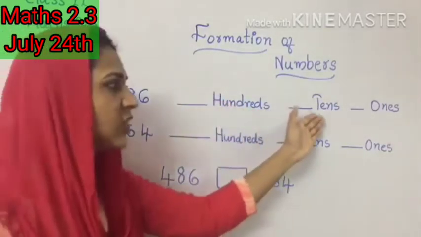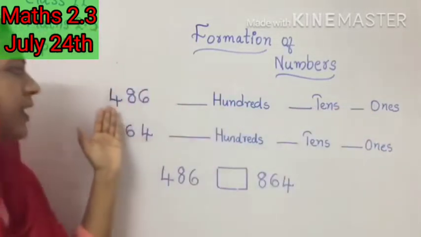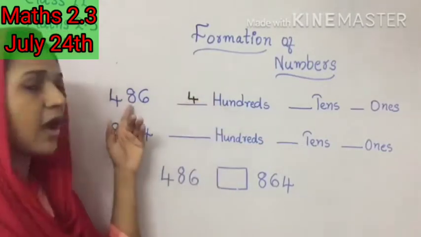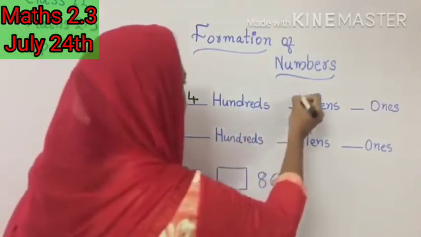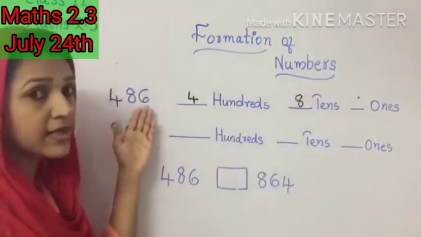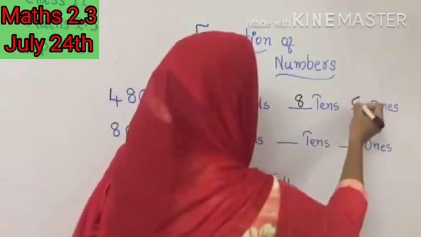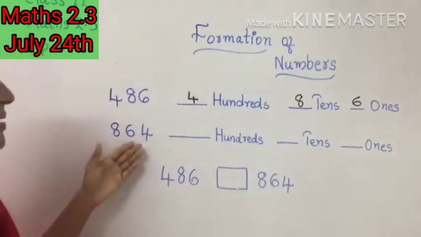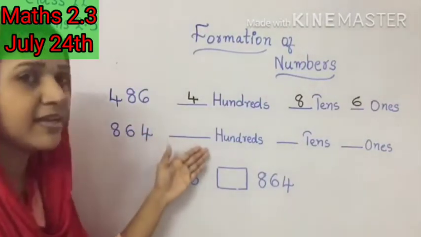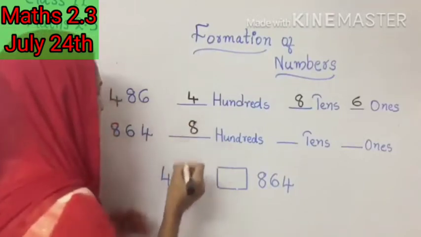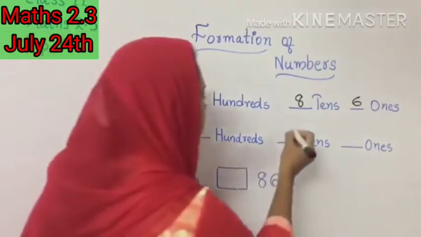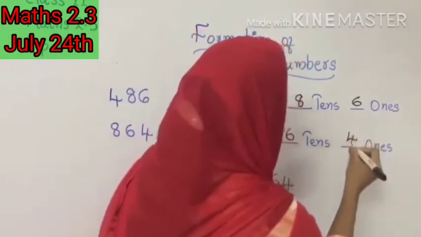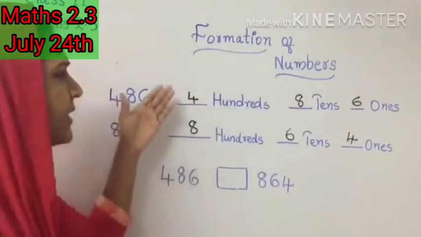Dash hundreds, dash tens, dash ones. How many hundreds in this? Yes, 4 hundreds. How many tens? 8 tens. How many ones? 6 ones. Very good. Now look at this number. It is 864. How many hundreds? 8 hundreds. How many tens? 6 tens. How many ones? 4 ones.